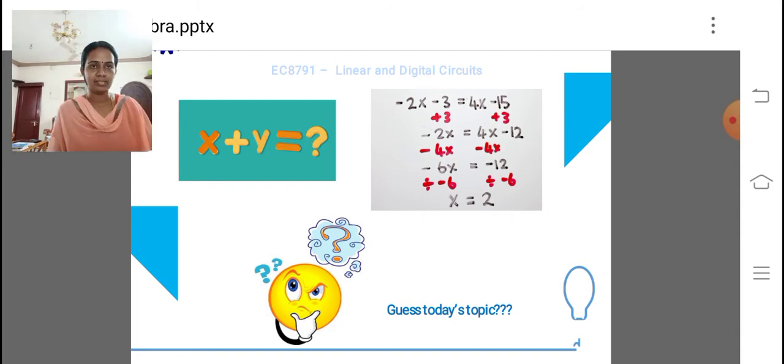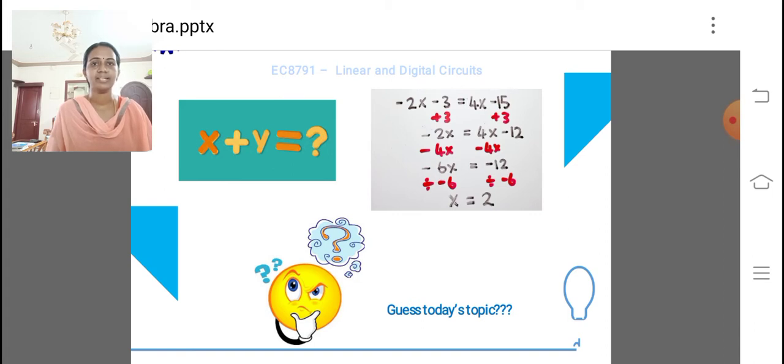Isn't it? The second image also shows minus 2x minus 3 is equal to some value, and minus 2x is equal to some value. So we have to do some calculation to find out what the x value, y value and z value are. I think some idea comes to your mind. Find out what topic we are going to discuss today.